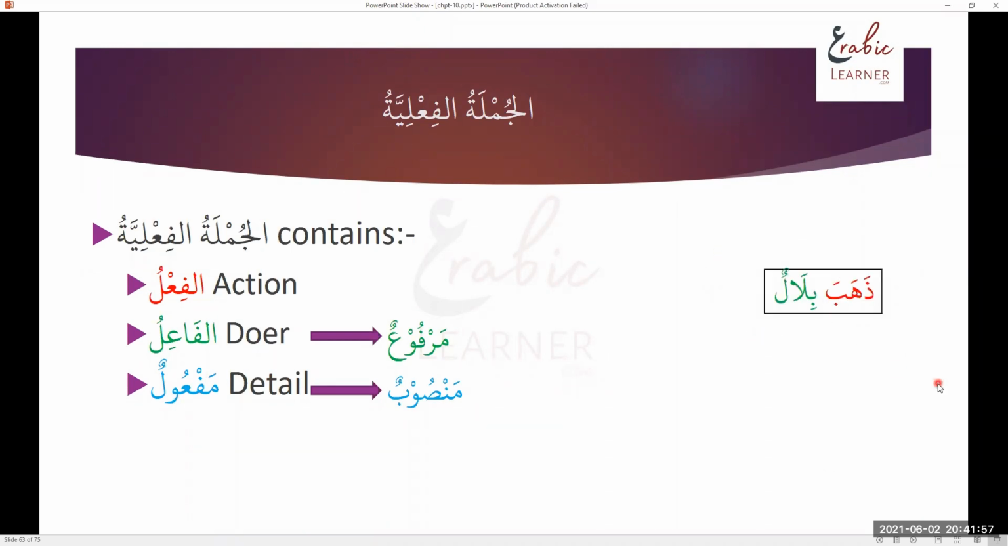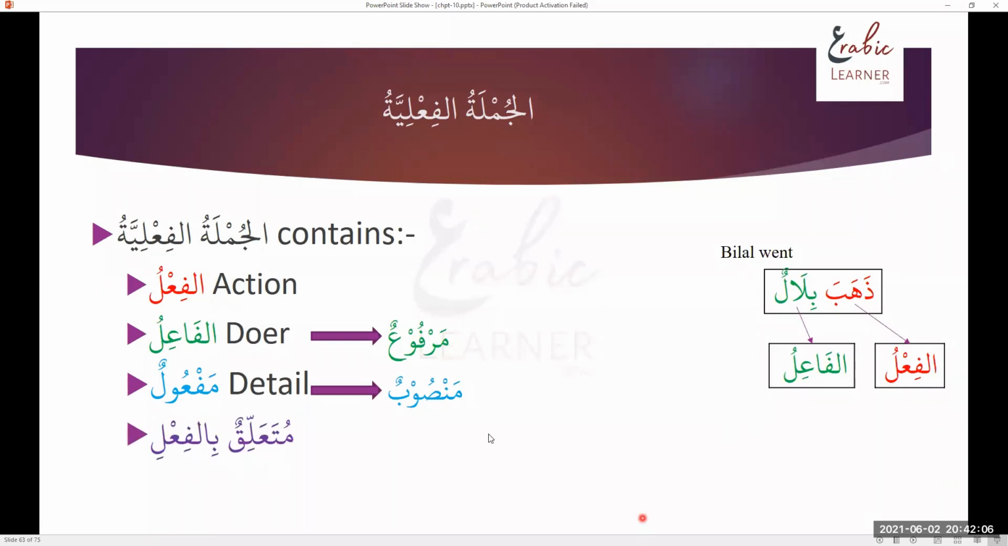So let's take this again. Basic example, Dhahaba Bilalun. This is fi'l, this is fa'il. And if I say there is no maf'ul here, now there is something more in Jumla Fi'liyah that is called Muta'alliq bil Fi'l. Now, don't get scared. In Jumla Ismiyah, there was something called Muta'alliq bil Khabar. Exactly similar to that is Muta'alliq bil Fi'l. What is Muta'alliq bil Khabar? A question to you.